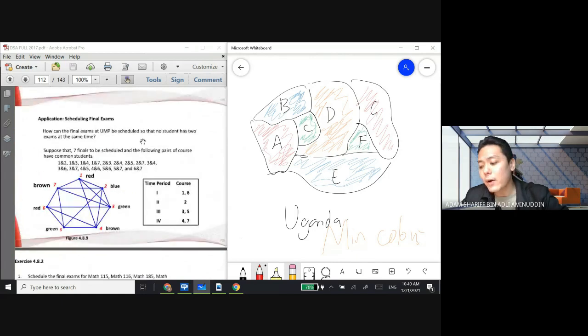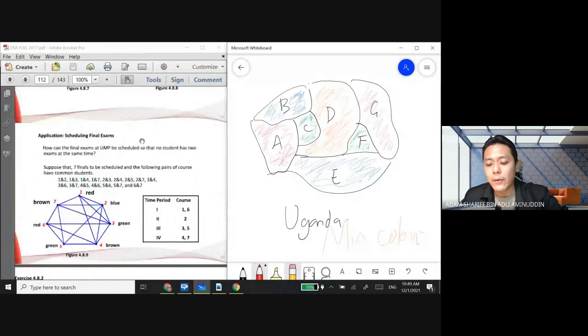So application of coloring it actually quite plenty. Some of it is scheduling. For your information, di UUM dan UMP ada pakar timetable, how to optimize the timetable so that there will be no clash or the clash between the exams is quite minimal. Macam contoh student ada ambil banyak subjek, dia selalu clash. Saya pernah jumpa. Tapi kita buat jadual tu cuba kurangkan clash tersebut.